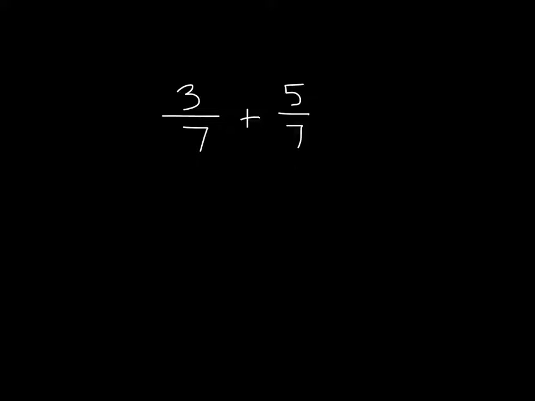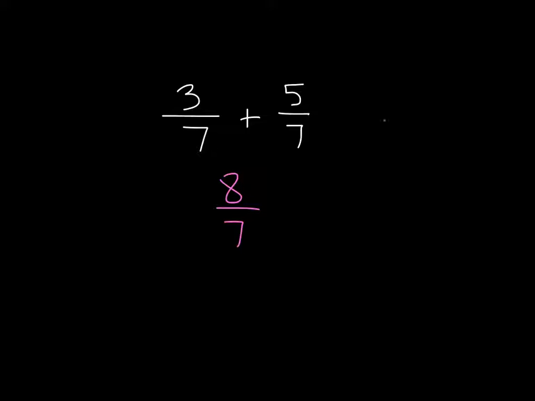Okay, 3 over 7 plus 5 over 7. And that would actually be 8 over 7. Now I have an improper fraction. I have more parts than I had in the whole box. So we're going to change this one to a mixed number.